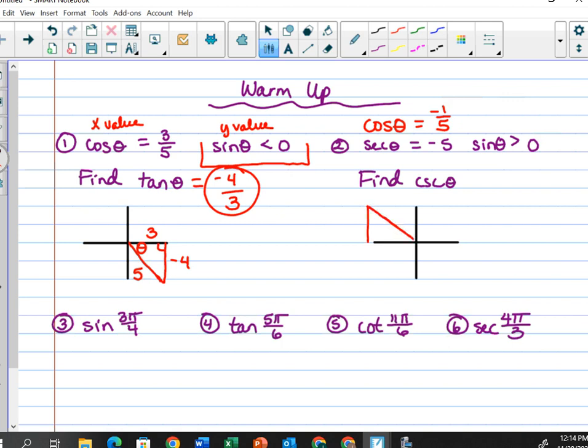Let's draw. So I know I've got the 1 and the 5 for my adjacent and hypotenuse. The hypotenuse is never negative, okay? The 1 will be the negative value there, and hopefully that makes sense. You're going to the left, so the x value should be negative. How do I find the other side?